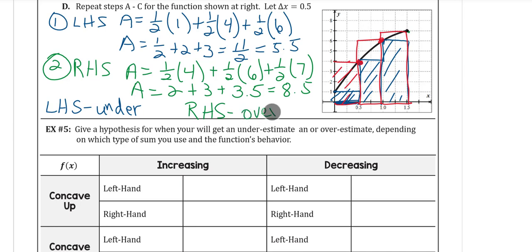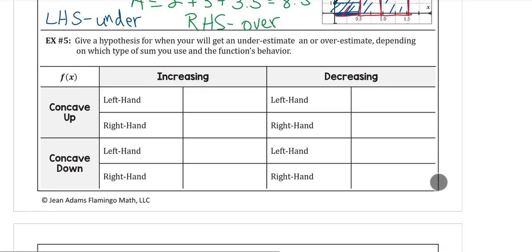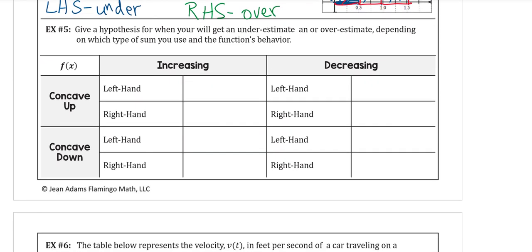Okay, so just summarizing how this works out. We're going to look at whether the function is concave up or concave down, and whether it's increasing or decreasing. So let's do the concave down ones first, because they're the ones that we did above. When the function was increasing, which was the second picture, the left-hand sum was an underestimate, because the picture looked like this. So all our left sums were underneath the curve, and the right-hand sums were an overestimate.